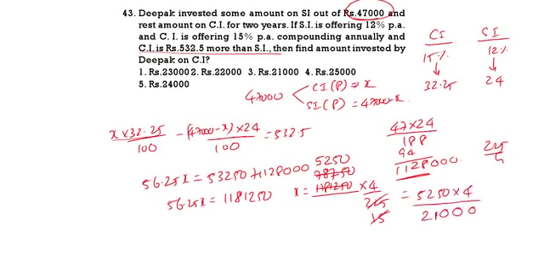So the amount invested in CI, that we are taking as X, and that X value is 21,000. Option 3 is the correct answer. See the next question.